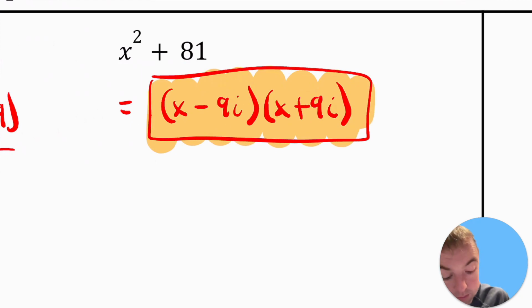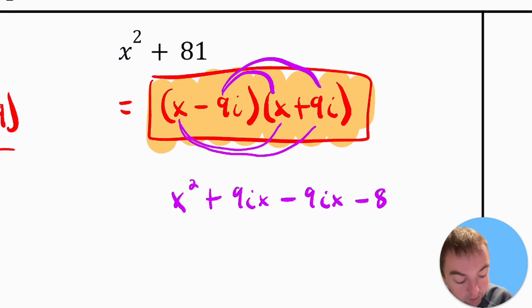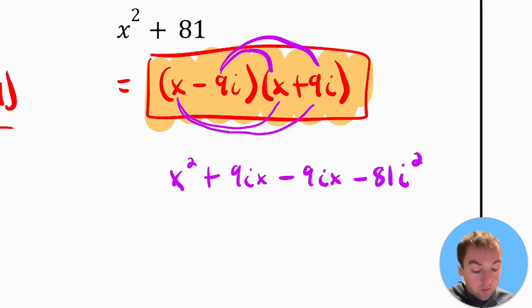And I'll go through the FOILing just so that you understand that it actually works. If you do x times x, it's going to be equal to x squared. And if you do x times 9i, it's going to be plus 9ix. And then negative 9i times x would be minus 9ix. And then negative 9 times 9 is negative 81. And 9i times i is i squared, right?